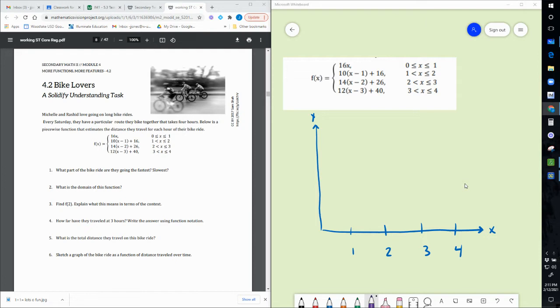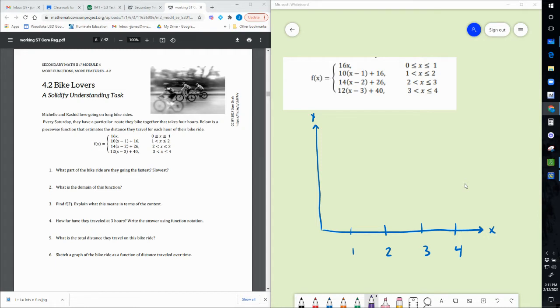Michelle and Rashid love going on long bike rides. Every Saturday, they have a particular route they bike together that takes 4 hours. Below is a piecewise function that estimates the distance they travel for each hour of their bike ride.